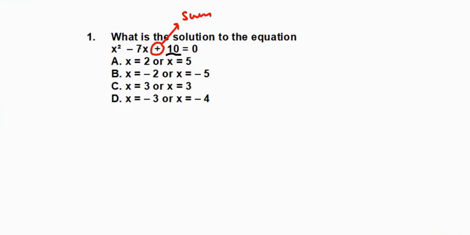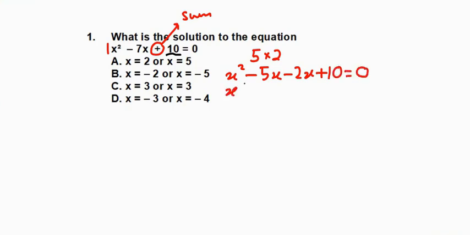Alright, what we want is a product of 10. We'll do the factors of that. Factors of 10 are 5 and 2. Now, if you add 5 and 2, we'll get 7. So, x square minus 5x minus 2x plus 10 is equal to 0.